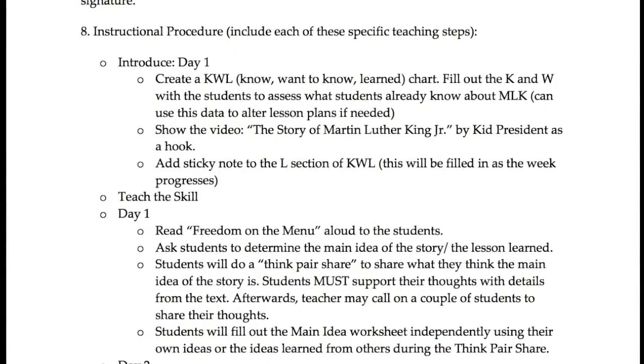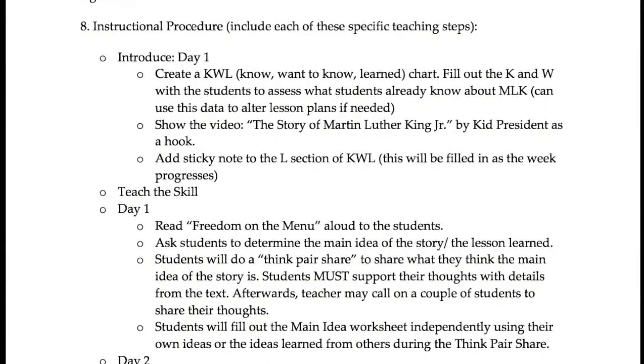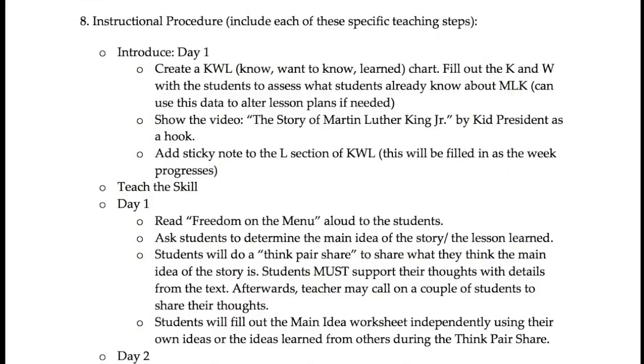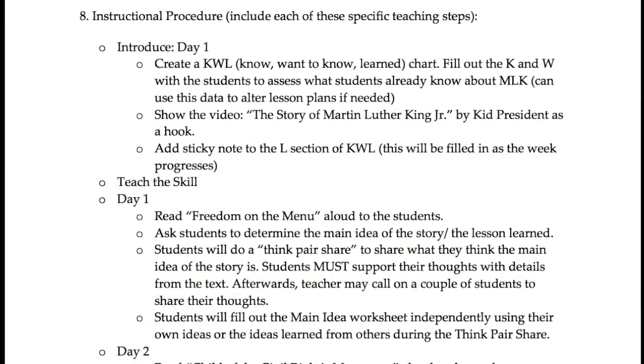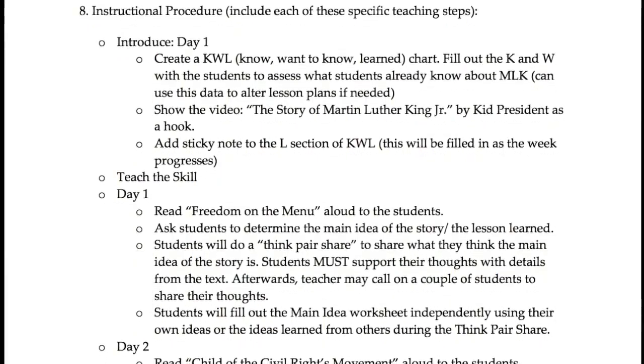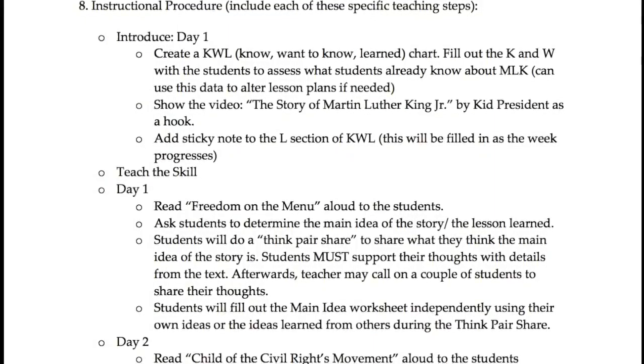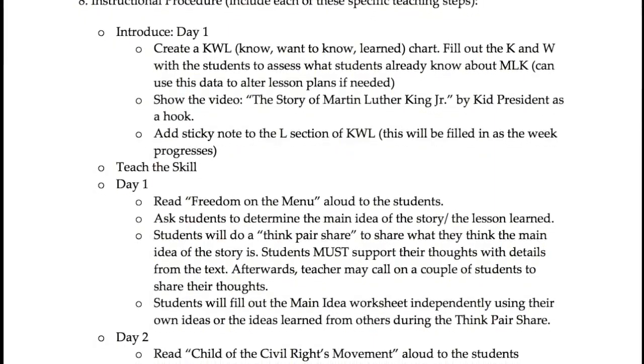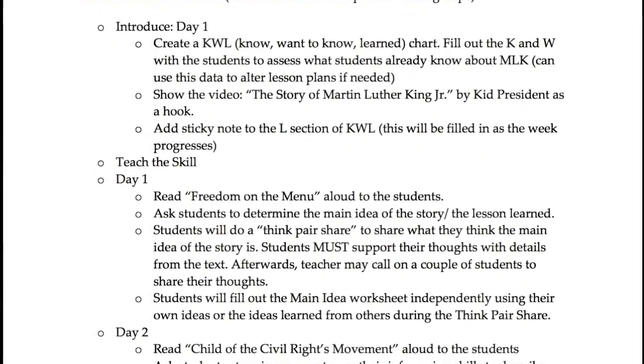Afterwards, the teacher will show the video, The Story of Martin Luther King Jr. by Kid President as a hook. It's a great story. Then the students will add sticky notes to the L section to show what they've learned so far from the video. They'll be doing this throughout the week with things that they've learned.